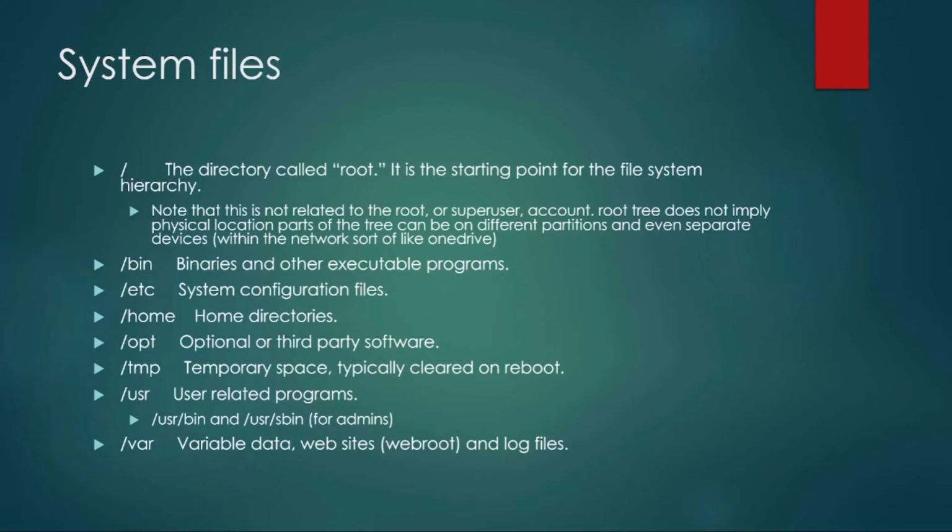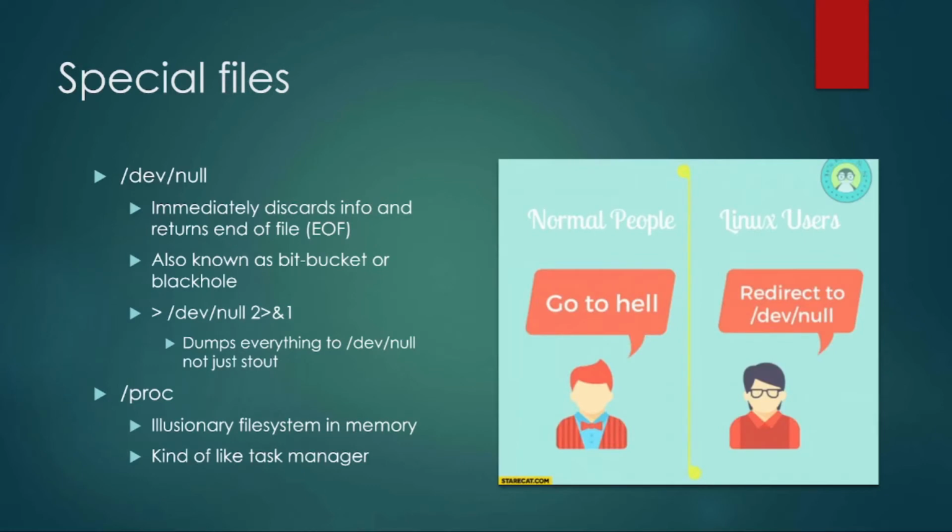And then we're going to have a var folder. This is going to have data about our variables. We might have websites in here for webroot. We might have log files, and there's going to be lots of pieces of information about our system in these places, and this is the general organizational layout for most Linux systems. So if you ever need to find anything, you can have some general ideas of where it's probably going to live.